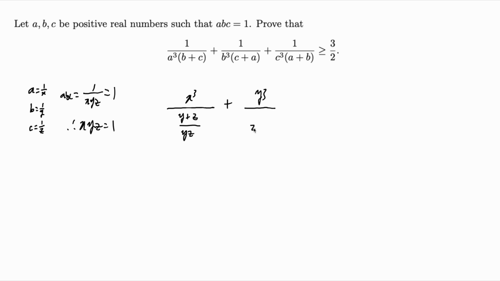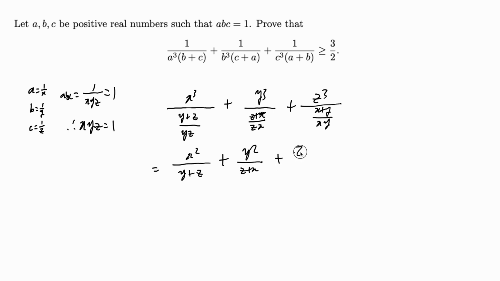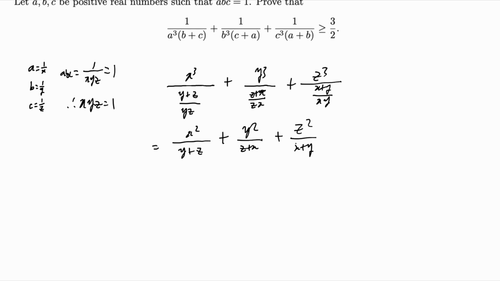I think we can calculate it quickly from here because we know that this thing is cyclic, plus z cubed over, we did yz, zx, we did xy. So this is the left hand side right now. Notice that because xyz equals 1, we can change it like this: x squared over y plus z, plus y squared over z plus x for convenience, plus z squared over x plus y. Now we just need to prove that this thing is greater than or equal to 3 over 2.